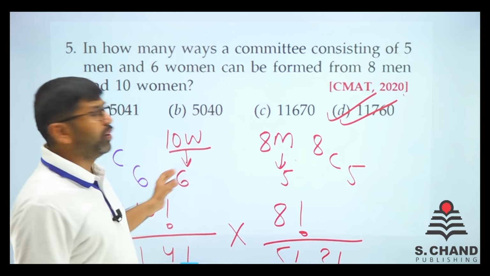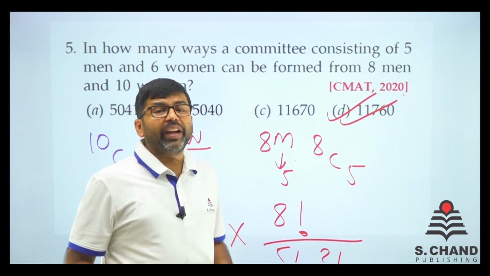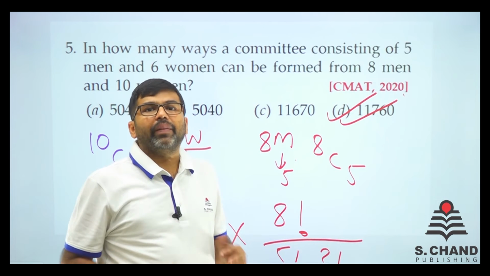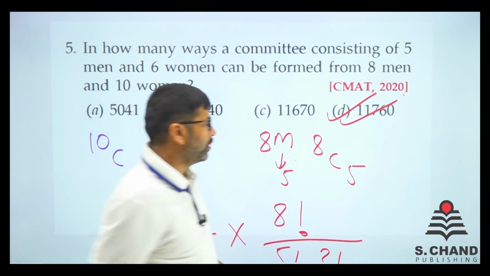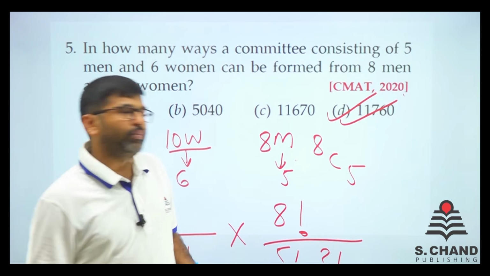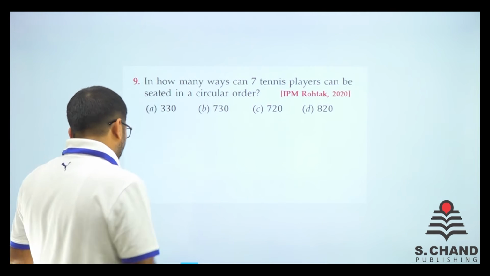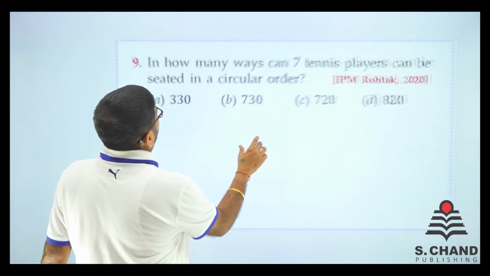And I don't think it was a big tough trouble. It was just easy. You need to find out how many from how many. That's it. And multiply them. That's it. Okay. And these type of questions also come regularly in exams, right? We move on to the next question. It was IIPM Rohtak 2020. Let's see what it says.